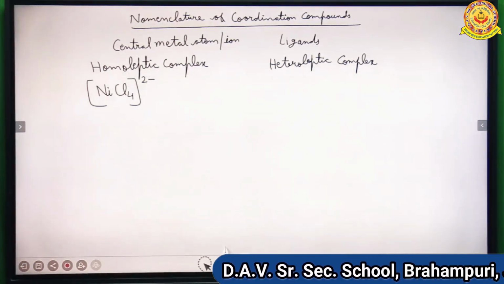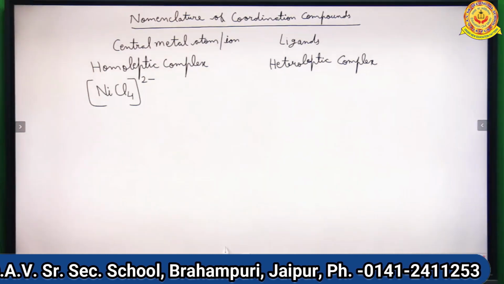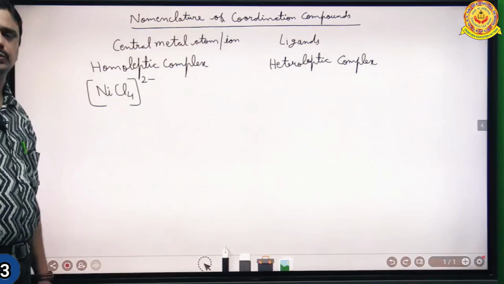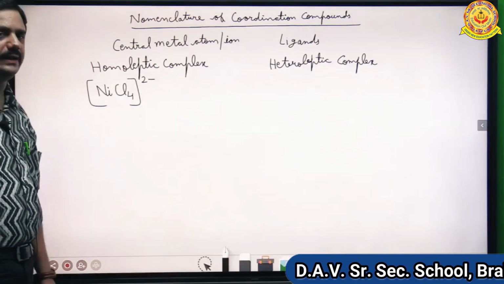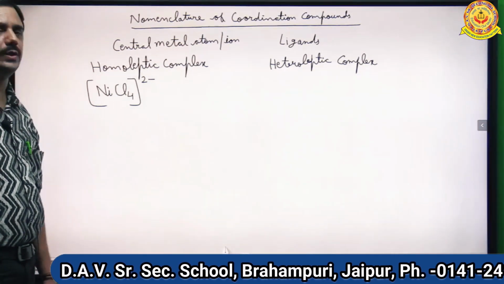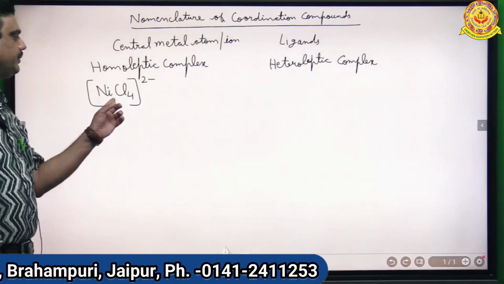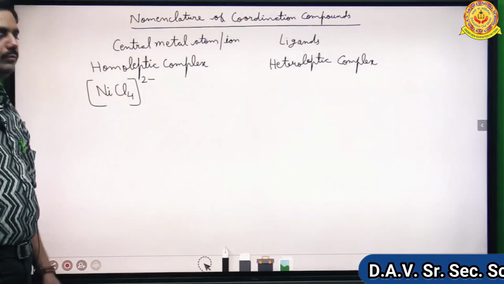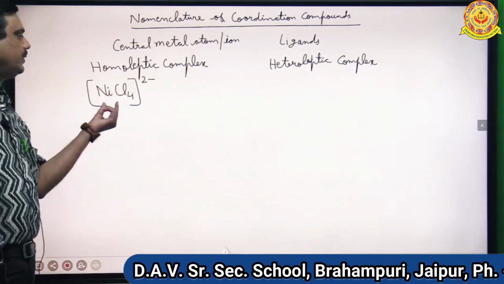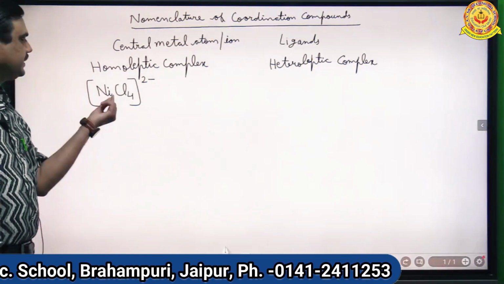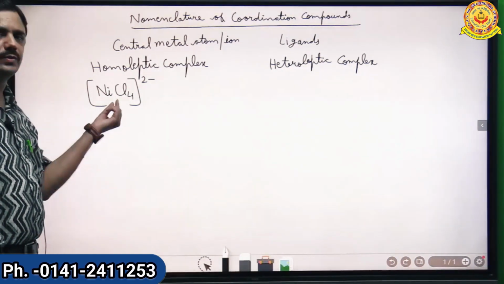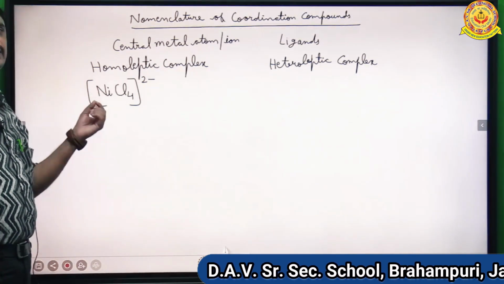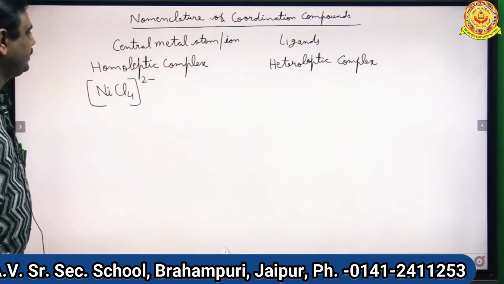NiCl4 2 minus. Always remember that the name of a negative ligand ends with O. So in general you call it chloride, but here we will call it chlorido, because now this is part of the complex. Now this Cl minus is used as a ligand, so we will write chlorido for it, not chloride.